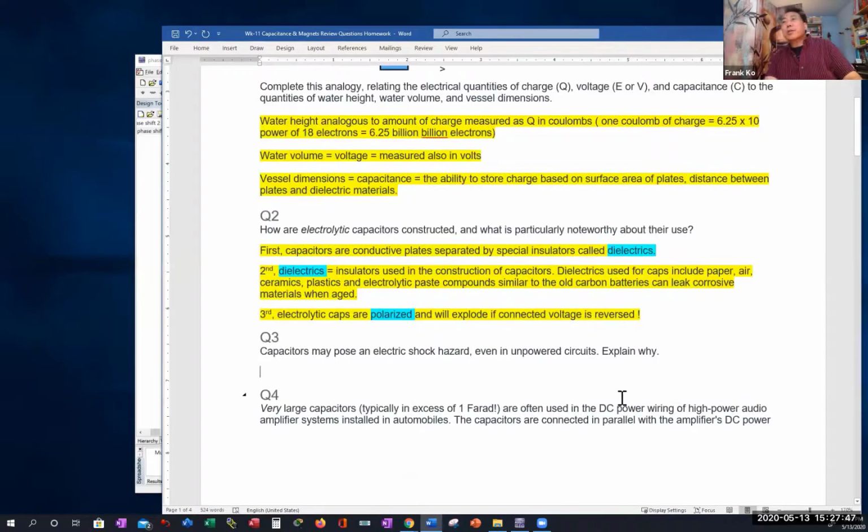Capacitors may pose an electric shock hazard, even in unpowered circuits. Why? What do you think, Mr. Lau? Do you remember?